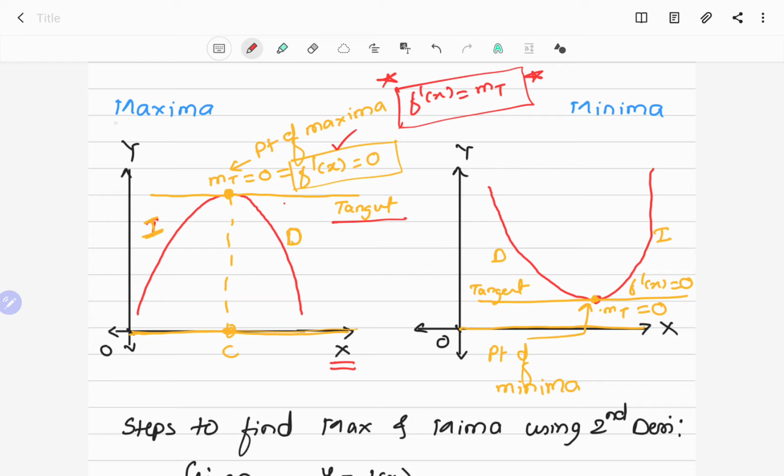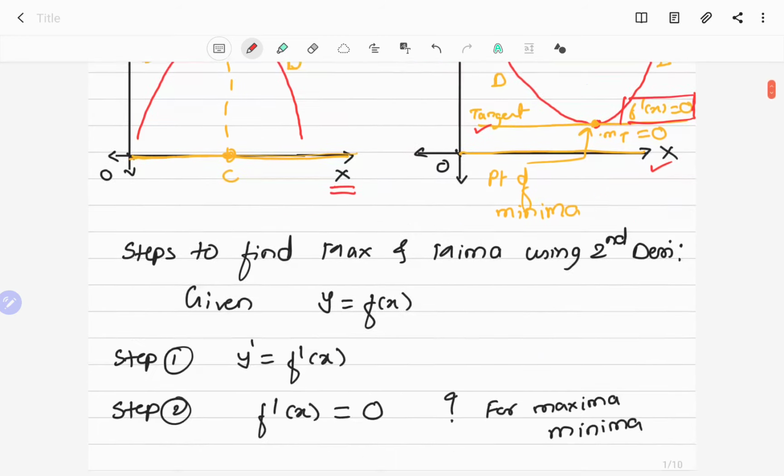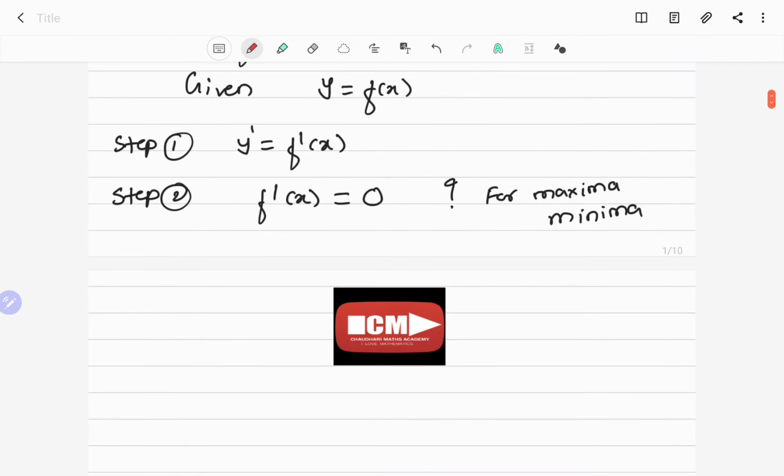Whether it is a question of maxima or a question of minima, you will observe that the tangent is parallel to the x-axis and the derivative is always equal to 0. So at the point of maxima or minima, you will observe this every time: the first derivative equals 0.